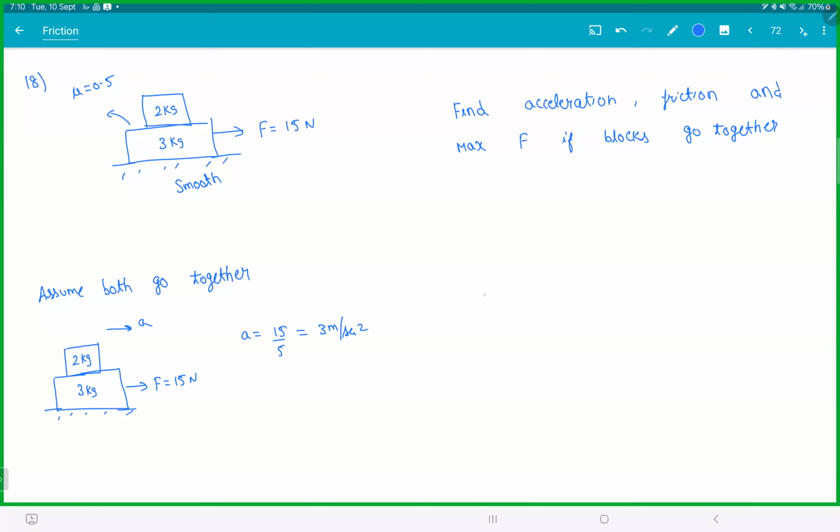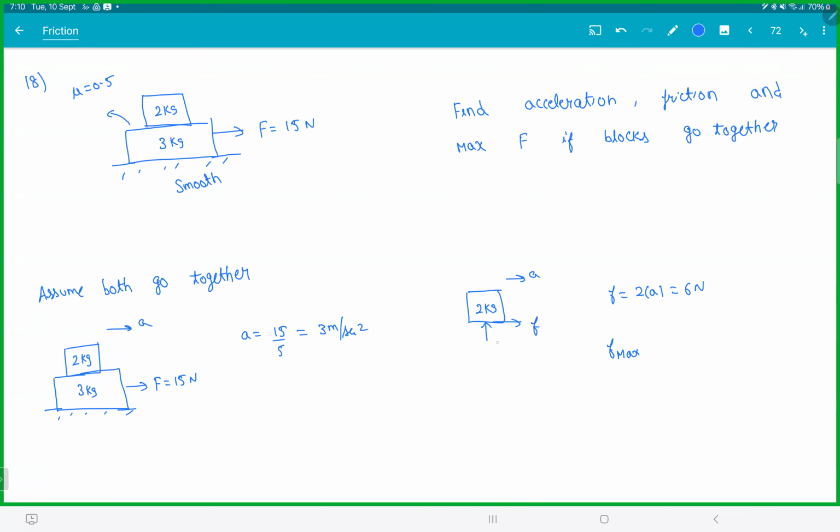Perfect. Choose any one block. I'll take the 2 kg block. You can choose 3 kg also. The reason I like 2 kg is because there's only one force, that is F. Never write F max. F is equal to 2 into a, which is 6. Fair enough. But what is maximum?